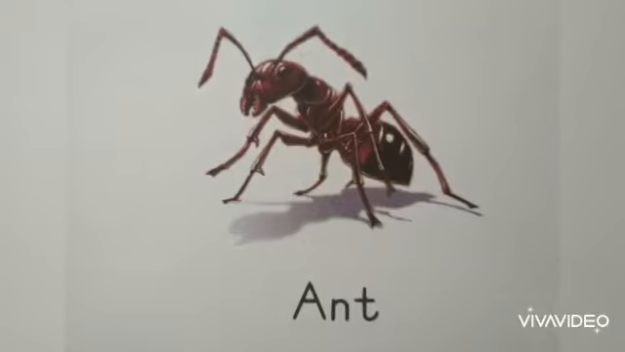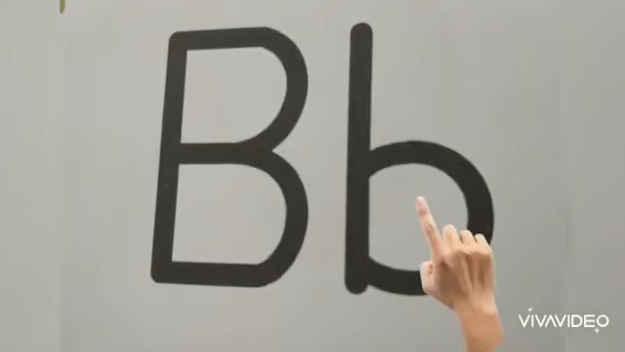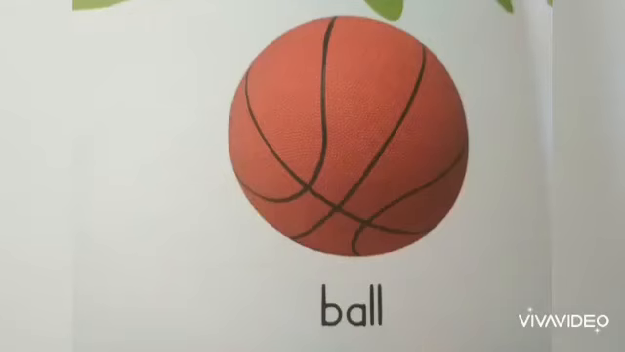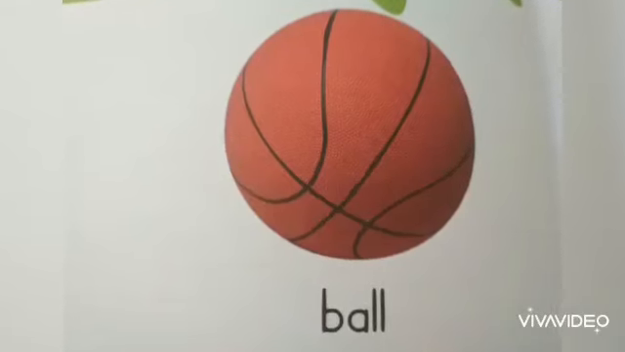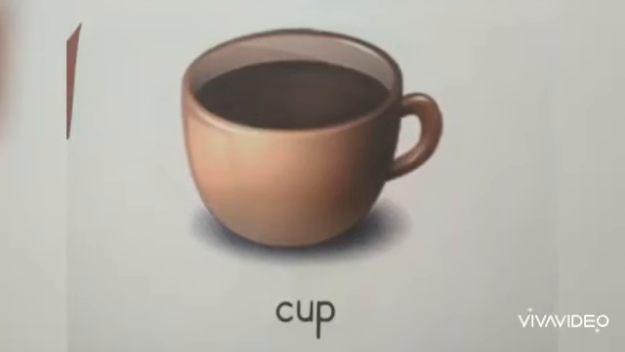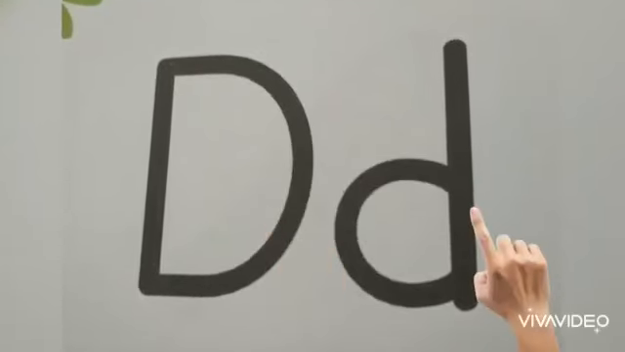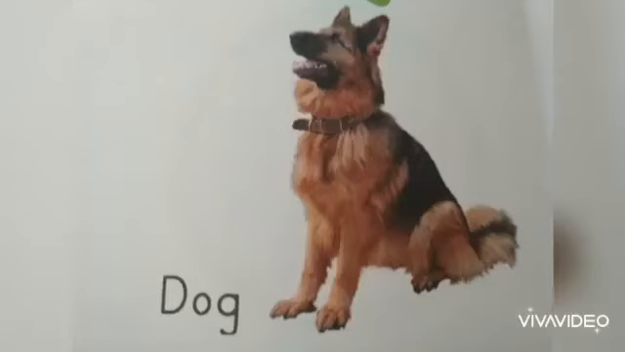Let's start. Capital A, small a. A for ant. Capital B, small b. B for ball. Capital C, small c. C for cup. Capital D, small d. D for dog.